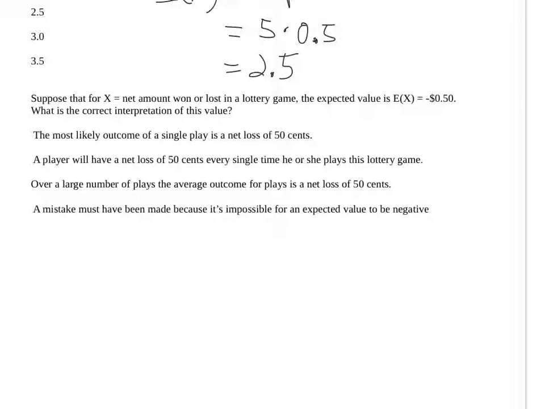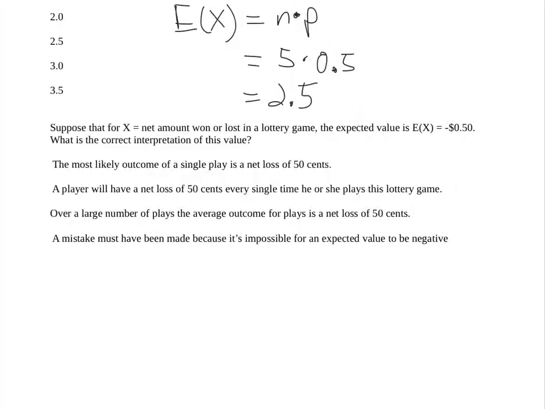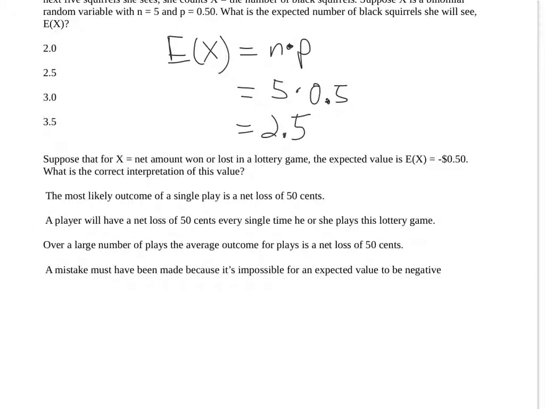And next up, and I believe the last one, yes, the last question. Suppose that for x equals the net amount won or lost in a lottery game, the expected value is E of x equals negative 0.50, so negative 50 cents. What is the correct interpretation of this value?